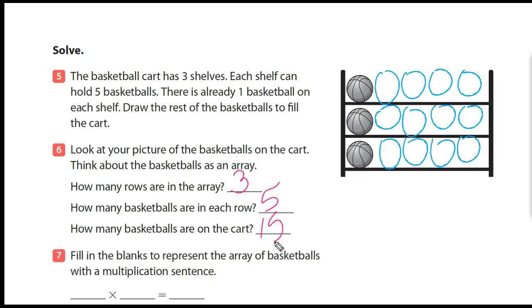What would be my multiplication sentence or equation? 3 times 5. 3 times 5 equals 15. Multiplication sentence or multiplication equation, it's the same thing. Okay, so 3 times 5 equals 15. And make sure you're writing it there at the bottom.